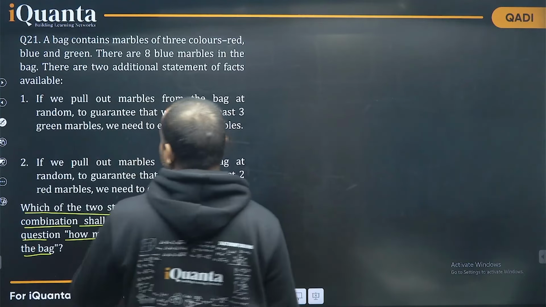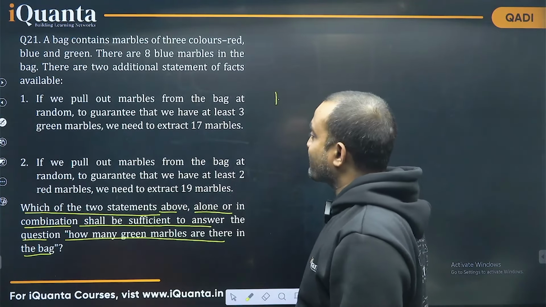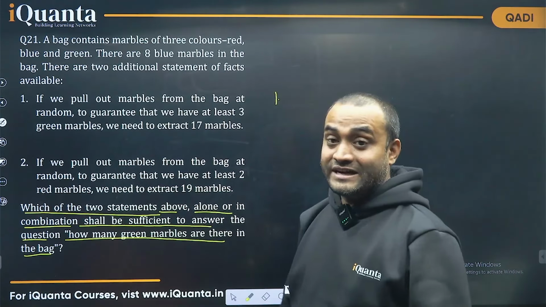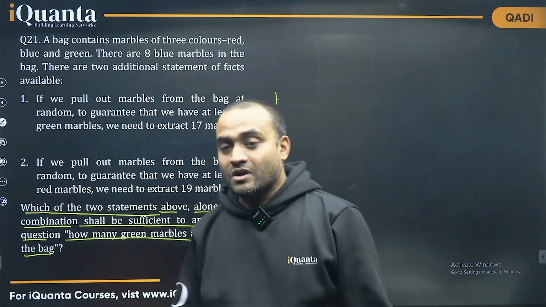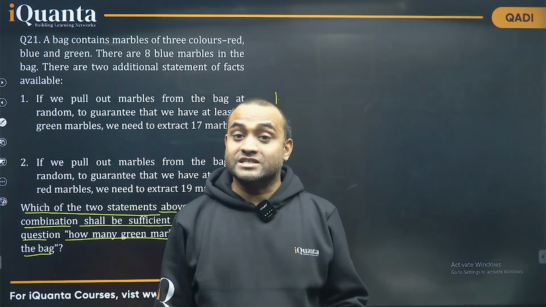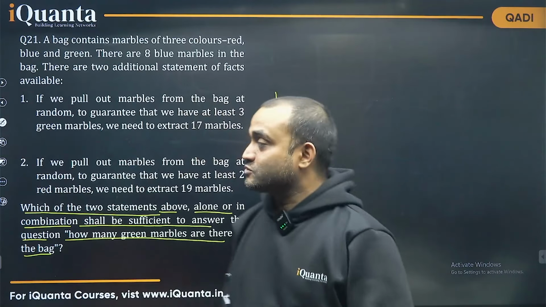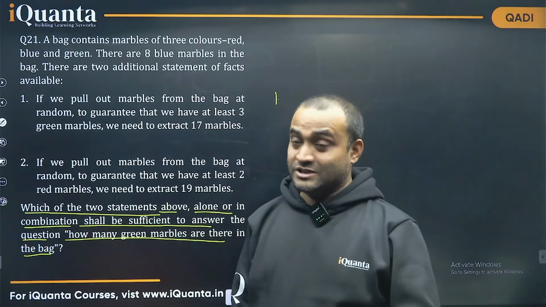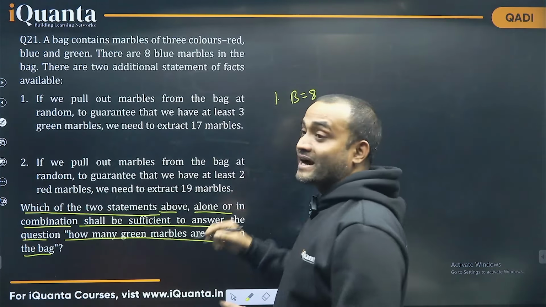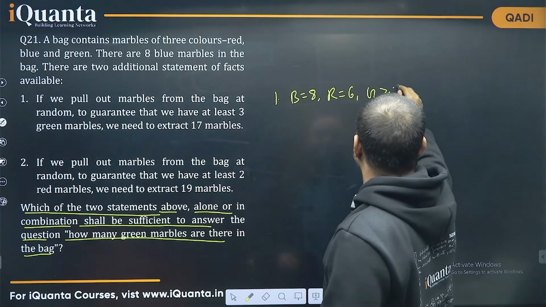So statement 1 says if we pull out marbles from the bag at random, to guarantee that we have at least 3 green marbles, we need to extract 17 marbles. In these types of situations, if you want to guarantee, we need to think about the worst case situation, right? So if out of 17, at least 3 of them should be green marbles, then the rest of them, 14, should be red or blue, and blue is given as 8, so red must be 6, and then green could be anything greater than 3.